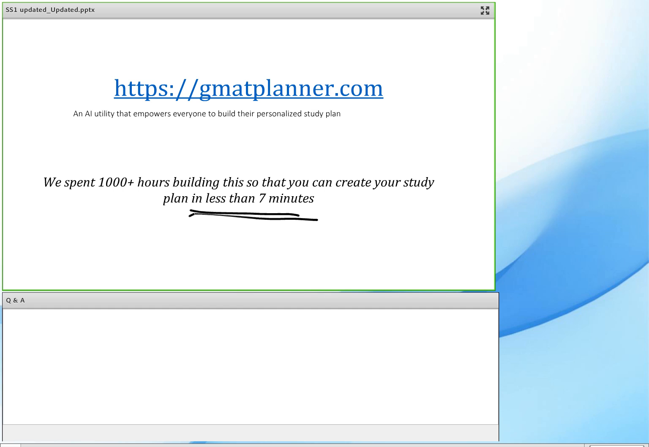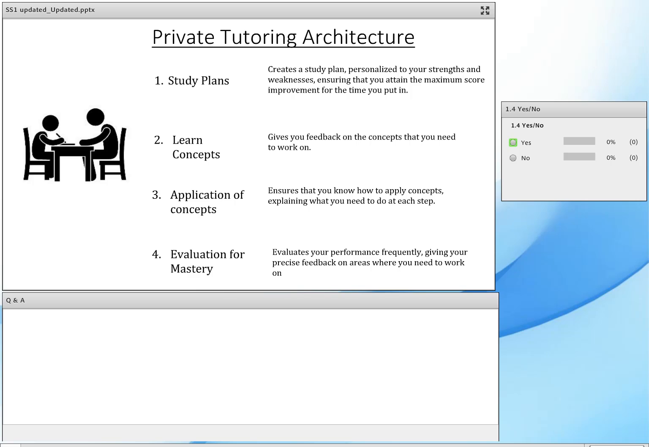So just let me ask this. Has anyone over here worked with a private tutor? Yes, no? Okay. For those of you who worked with a private tutor, only those, I think, 8 or 9 of you who worked with a private tutor over here, have you gotten a study plan which is as granular as what you see over here?